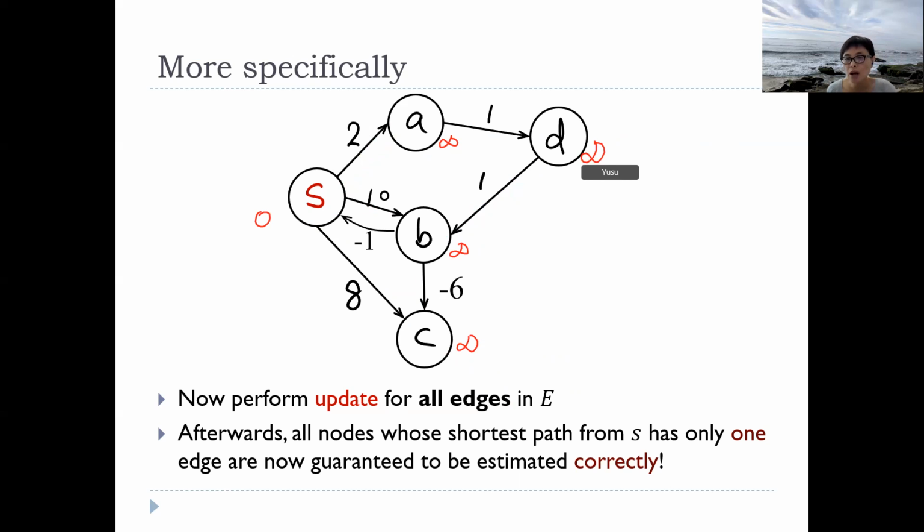Okay, now I'm going to do update on all edges. When I do update on edge AD, I didn't find any better way to reach D. It's still infinity, so I do nothing. Same for DB, same for BC.